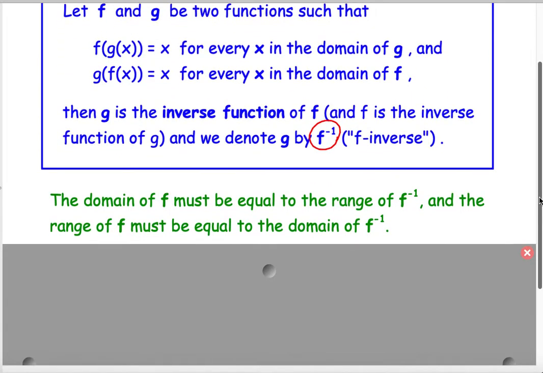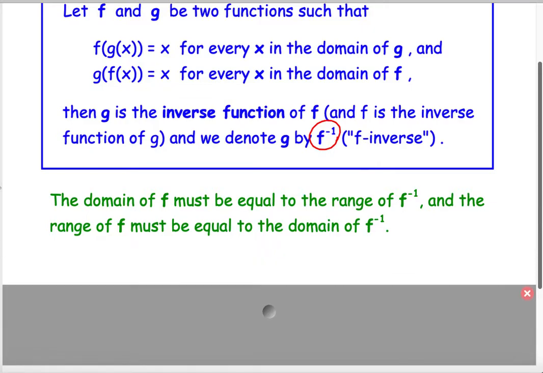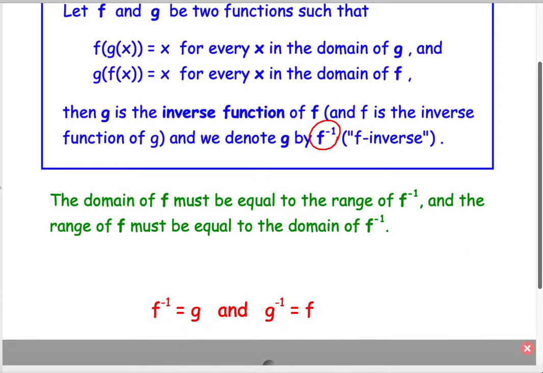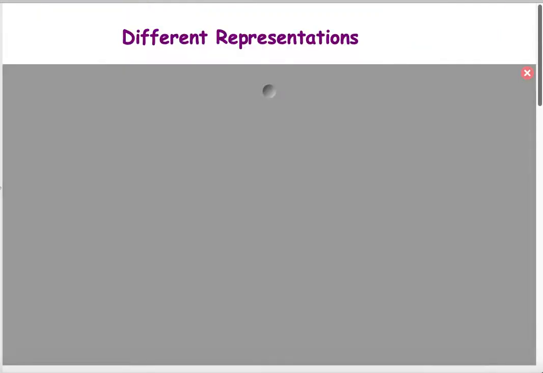And it's important to understand that the domain of f must be equal to the range of f inverse and vice versa. Some examples will help. So notationally, we're going to say that that function g is f inverse. We could also say that the inverse of g is equal to f. All right, let's look at some examples.